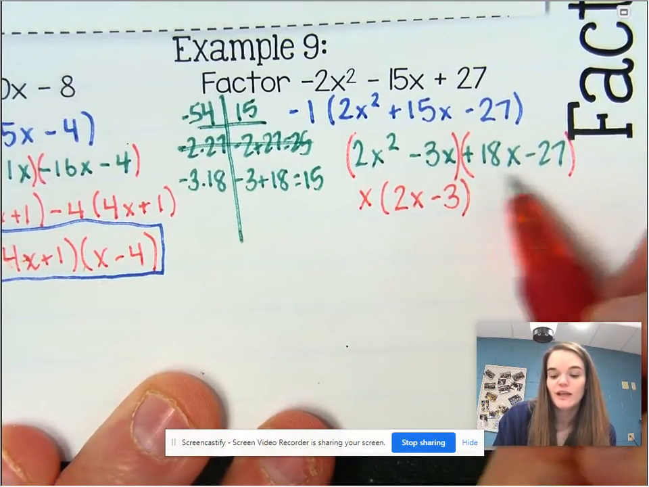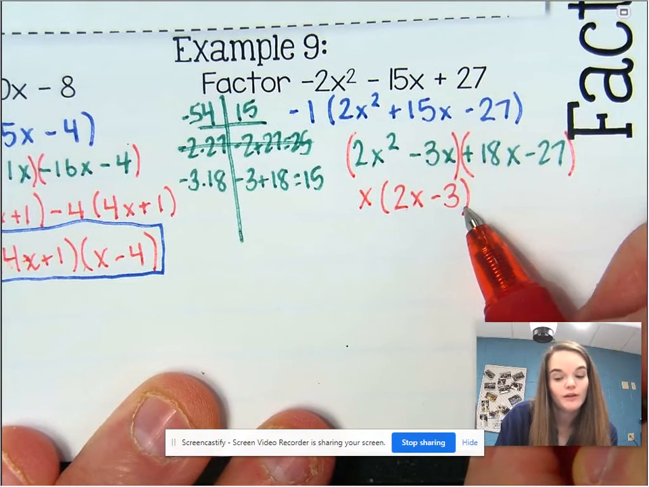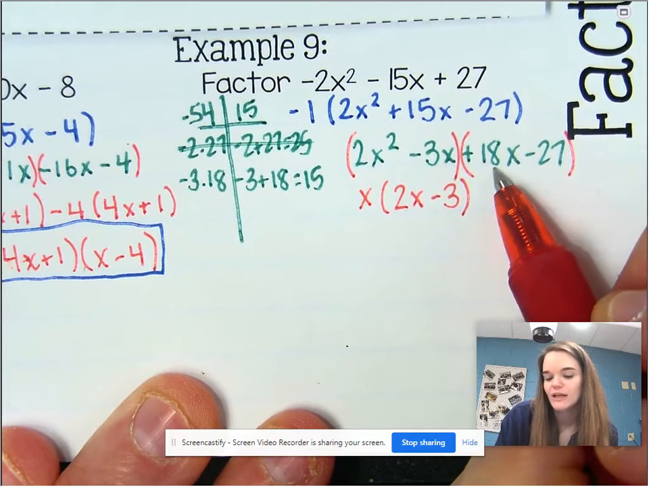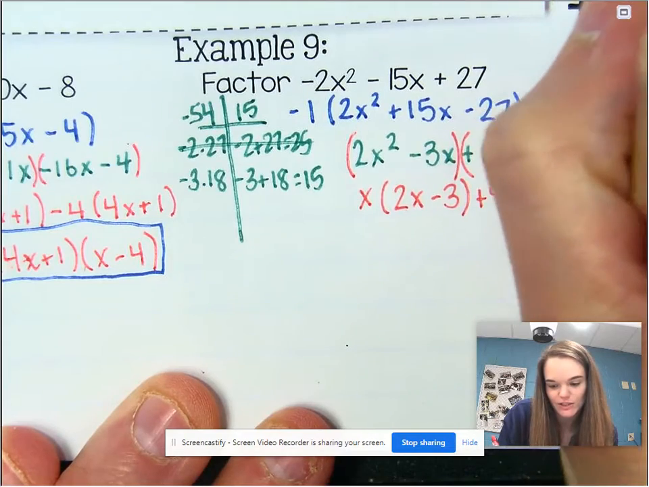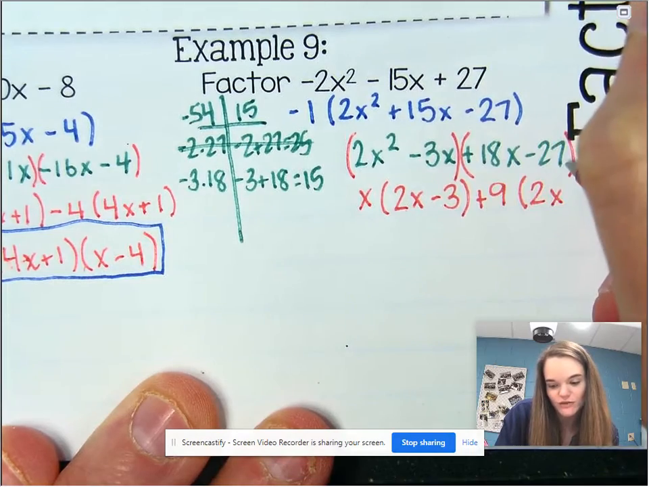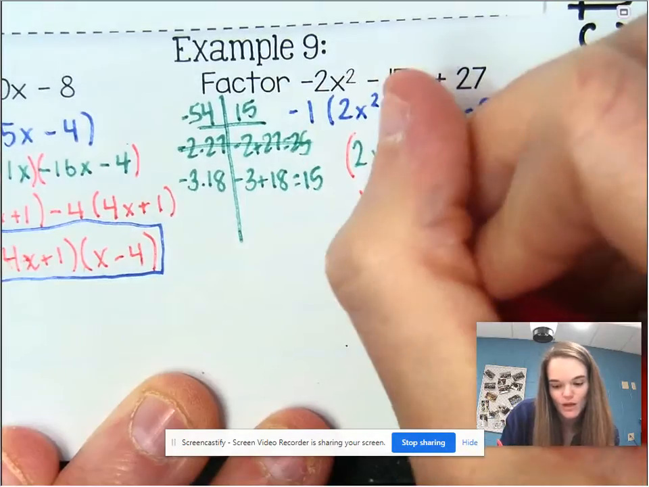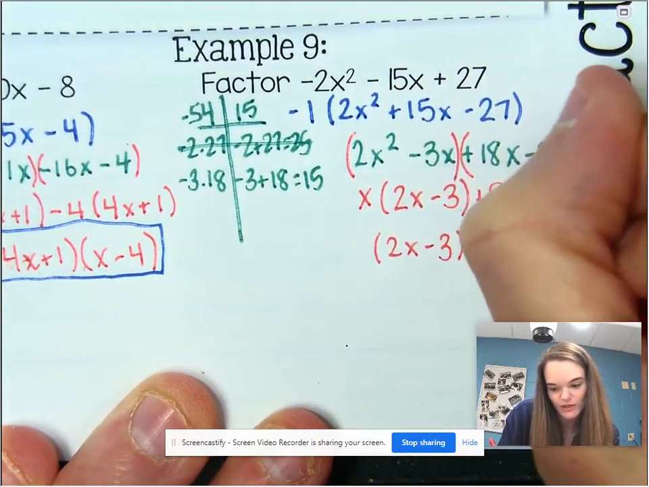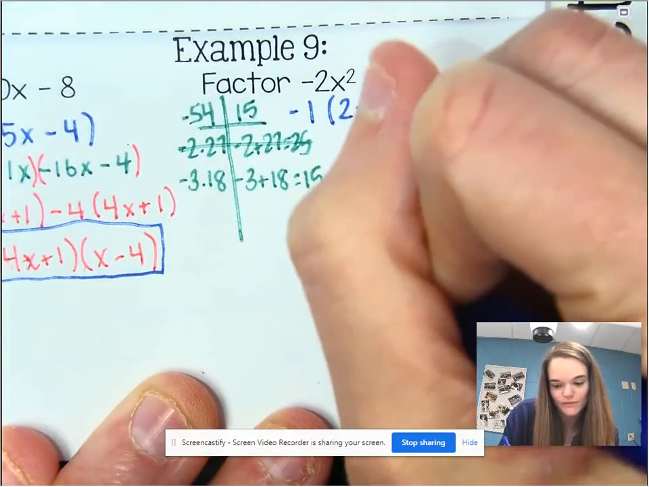Something to notice, if you look at 18 and 27 and you don't know what you can take out, remember it should be a 2 and a 3. And if I took something out of 18 to make it a 2, that would be 9. So 9 goes in 18. 9 also goes into 27. So 9 is what I'm going to take out. 18 divided by 9 is 2. And then I've got that x. Negative 27 divided by 9 is negative 3. So they match like they're supposed to. Bring down 2x minus 3. And what's left over, which is x plus 9. And in front goes a negative 1.